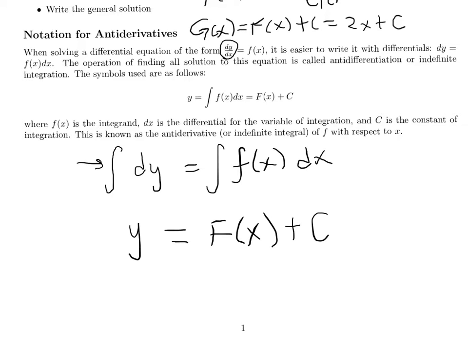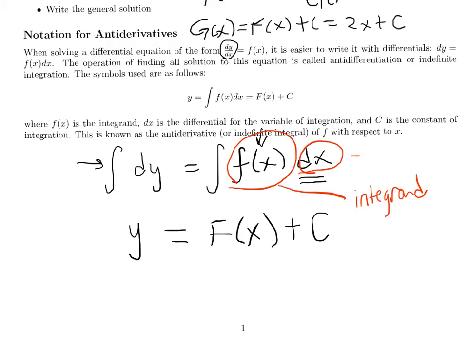So the way we say it is the antiderivative of f with respect to x, because the dx matches with the f of x inside the squiggle there. The f of x here is what we call the integrand, and then dx is our differential, which you are familiar with from the previous section.